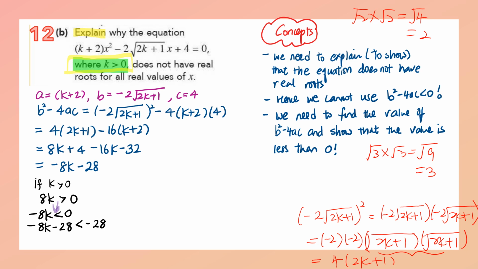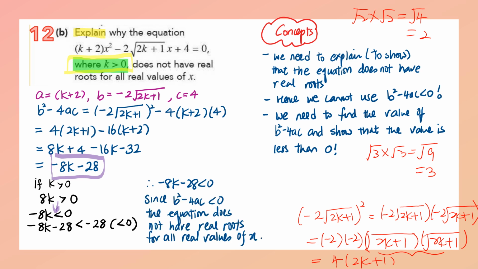Then we subtract 28. Why do we want to do that? Because basically we're just trying to get this value. We want to see what is the value of negative 8k minus 28. Then we realize that negative 8k minus 28 is a value that will be strictly less than negative 28. And negative 28 definitely is less than 0. Right, so from there we can conclude that b squared minus 4ac is less than 0. And if b squared minus 4ac is less than 0, the equation does not have real roots.